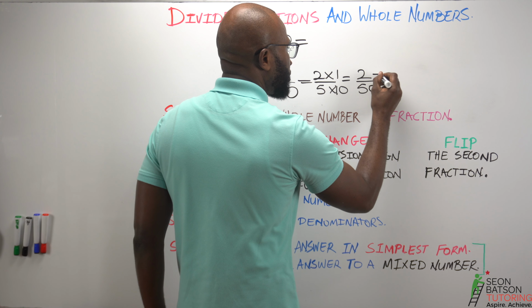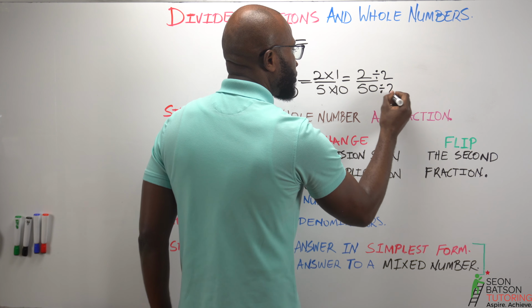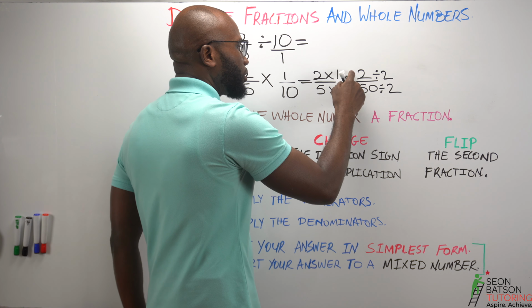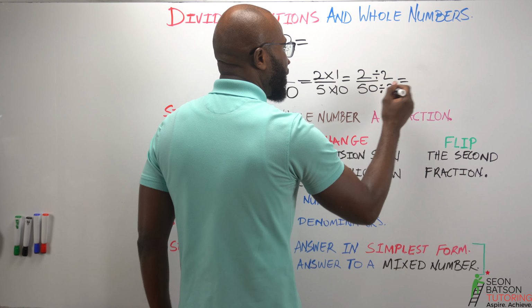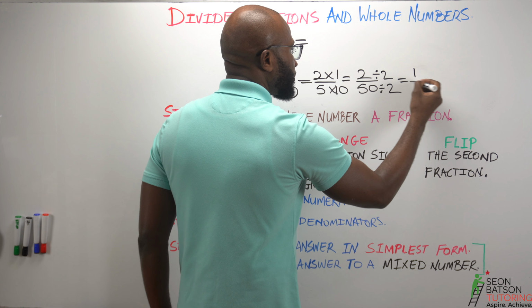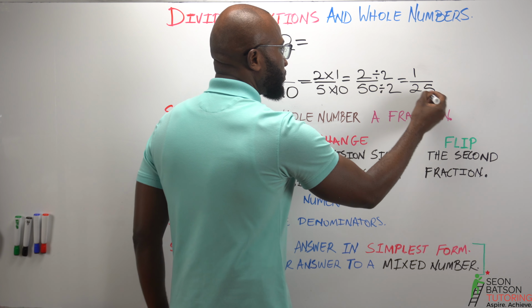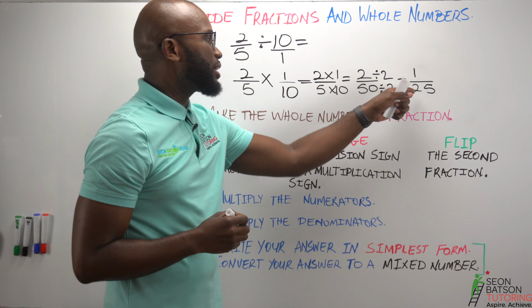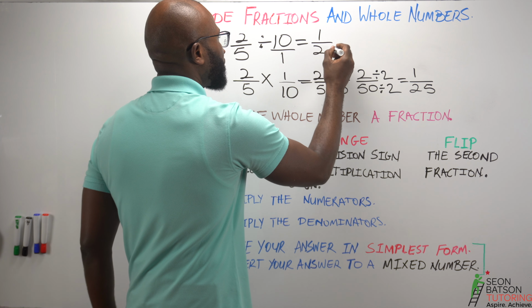So we will divide 2 by 2 and 50 by 2 as well. Yes? Divide the numerator by 2, divide the denominator by 2 as well. If we divide 2 by 2, we will get 1. If we divide 50 by 2, we will get 25. So our final answer is 1/25, or 1 over 25.